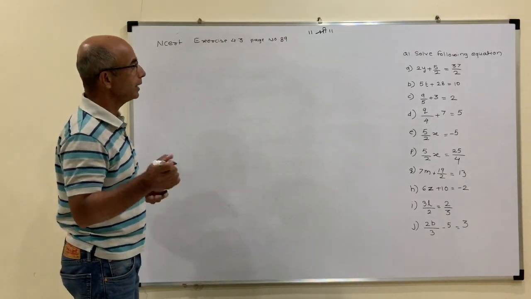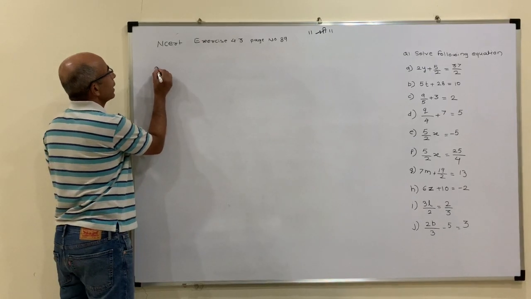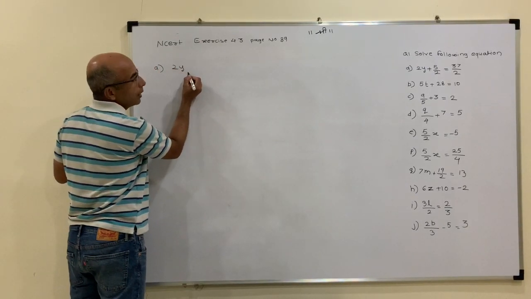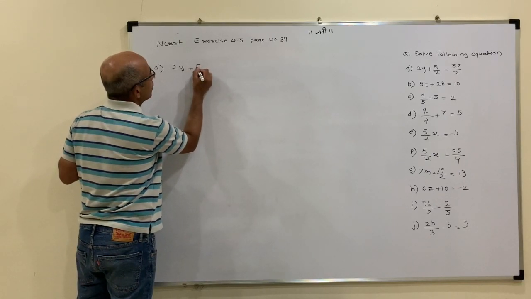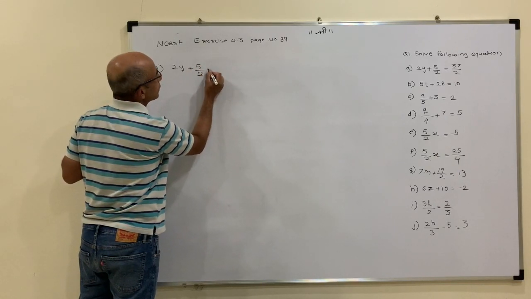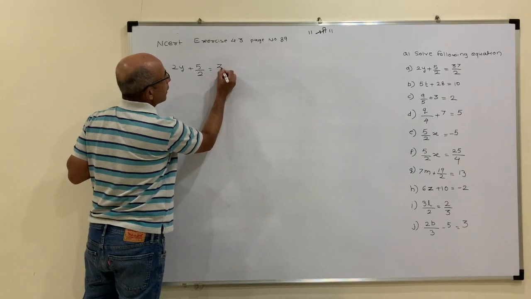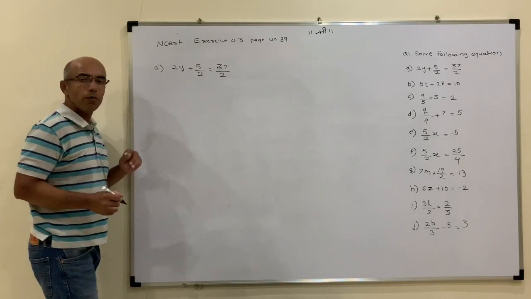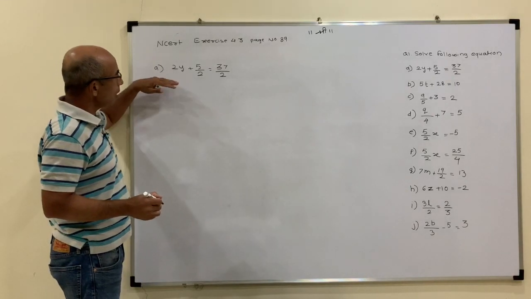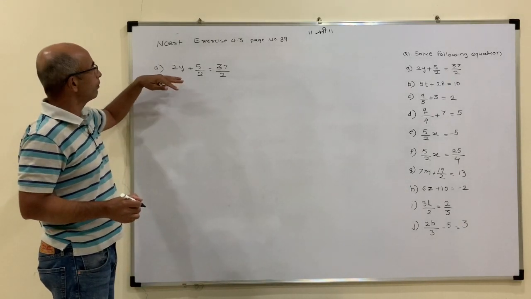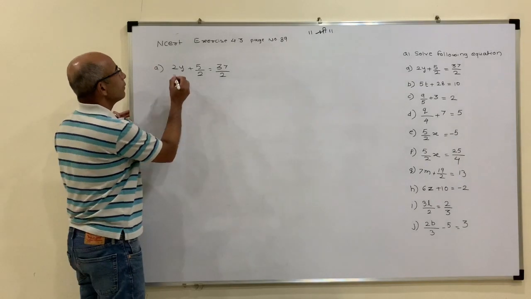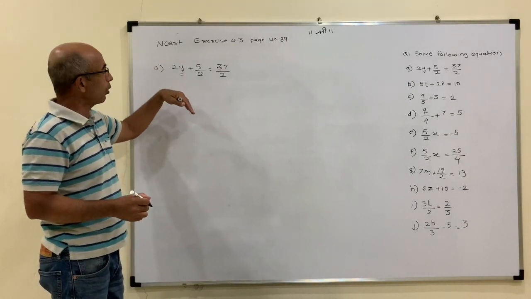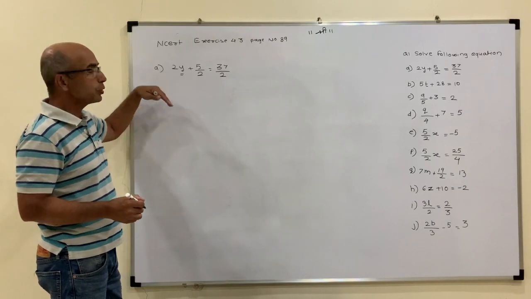Now let's take the problem A. My A is 2y plus 5 by 2 equals 37 divided by 2. Now, to solve the equation, we need to find the value of y. So we need to make y separate, or in other terms, isolate y.